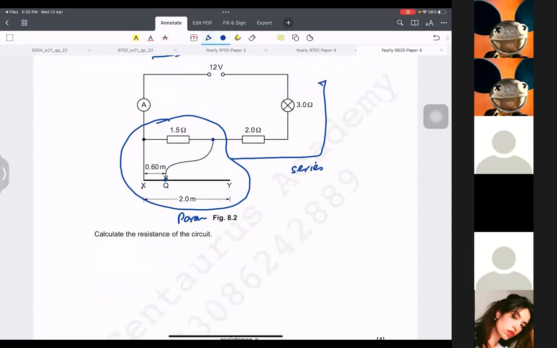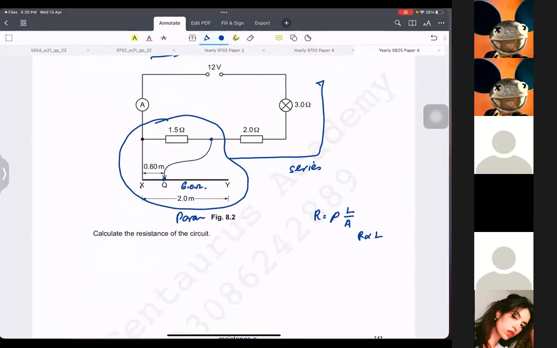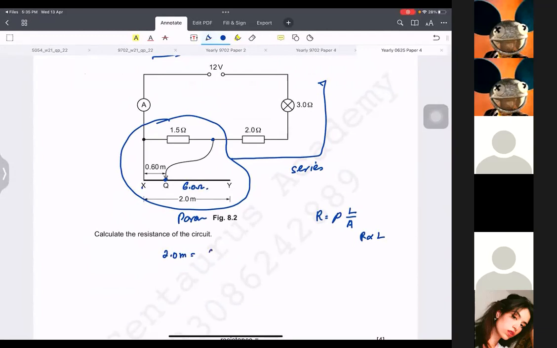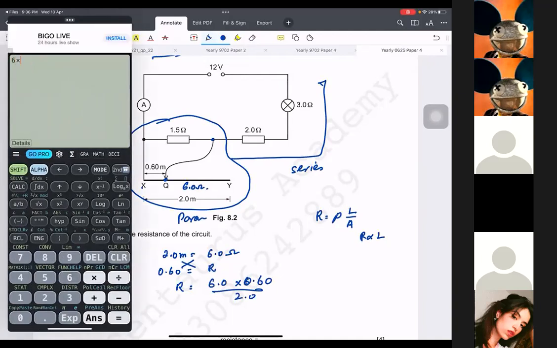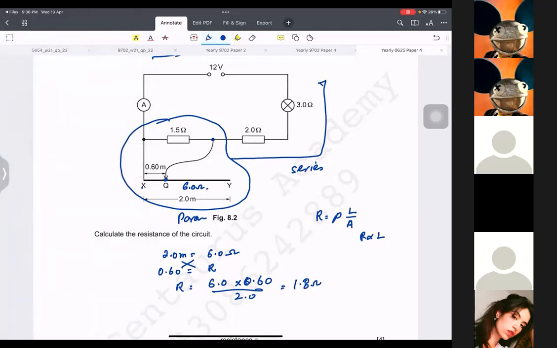Before this, X and Y had a resistance of 6 ohm. Now you know that resistance is directly proportional to length. So we could say if 2 meters had a resistance of 6 ohms, then how much resistance would be in 0.60 meters? You got to cross multiply. 6.0 times 0.60 divided by 2. So the resistance here is 1.8 ohms. Now it means this is 1.8 ohms and parallel to it, it is 1.5.